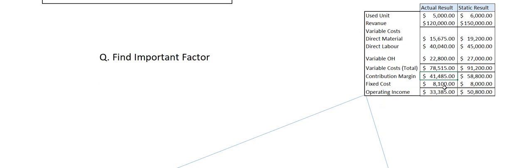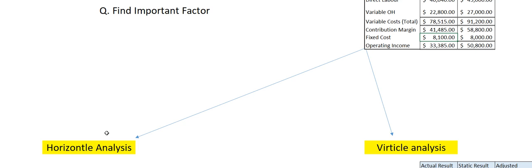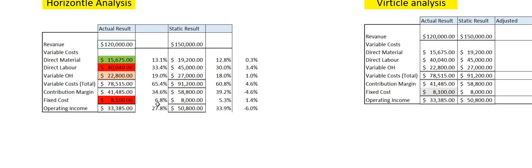And fixed cost, see, how can fixed cost go up? These are also wrong. So we are going to see in the analysis. There are two types of analysis: horizontal analysis and vertical analysis. In horizontal analysis, we can see the company by only one standard.